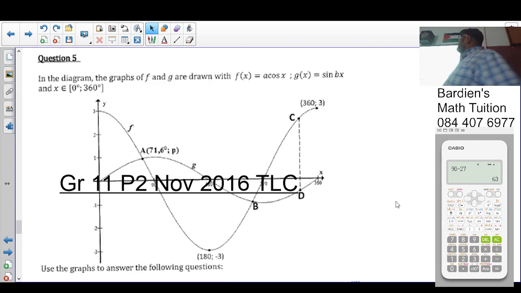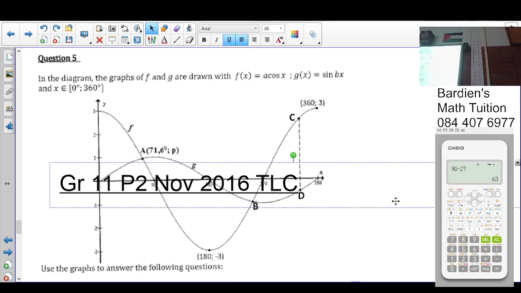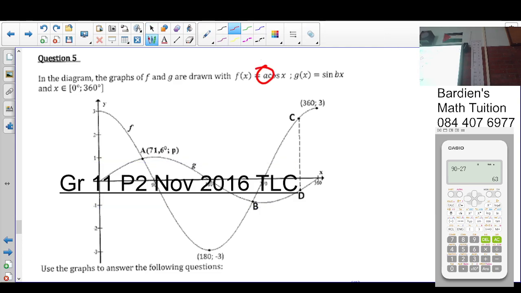Okay. So in the diagram, the graphs of f and g are drawn with f equals a cos of x. So the a value tells us about the amplitude of this graph. If you look at the amplitude here, it's going to be 3 to the neutral, so it's 3 units, and it's in the right shape, so a is 3 already.